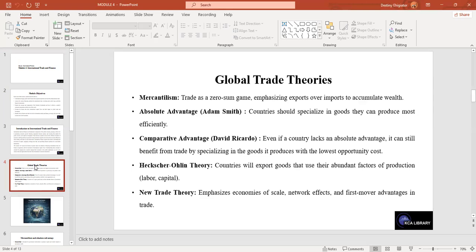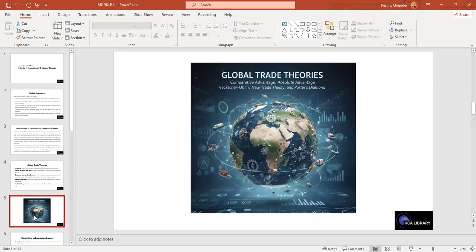Then we have the Heckscher-Ohlin theory. This theory states that countries will export goods that use their abundant factors of production, that is, labor and capital. Then we have the new trade theory. This emphasizes the economies of scale, network effect, and first mover advantage in trade. This is a diagrammatic representation of the global trade theories.